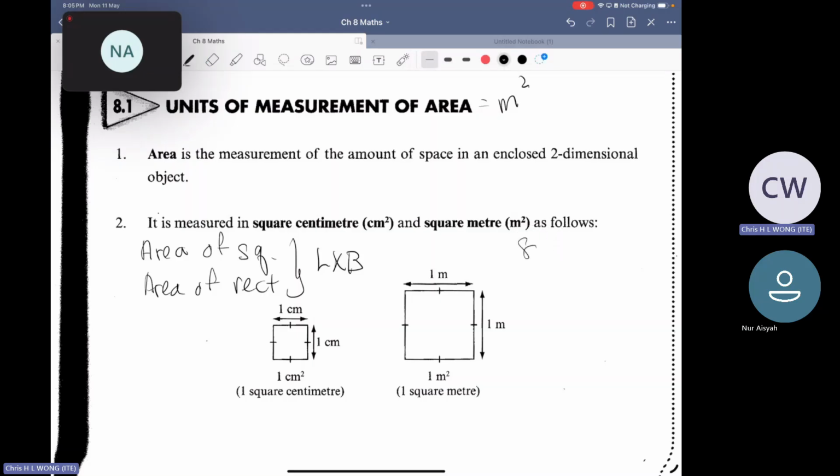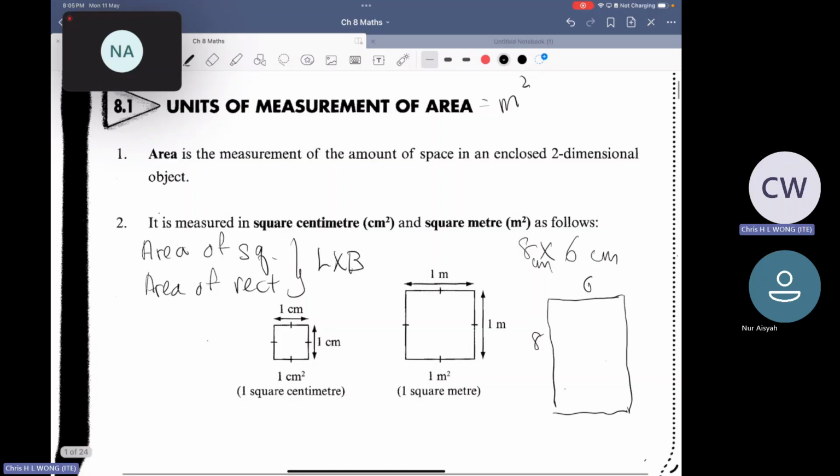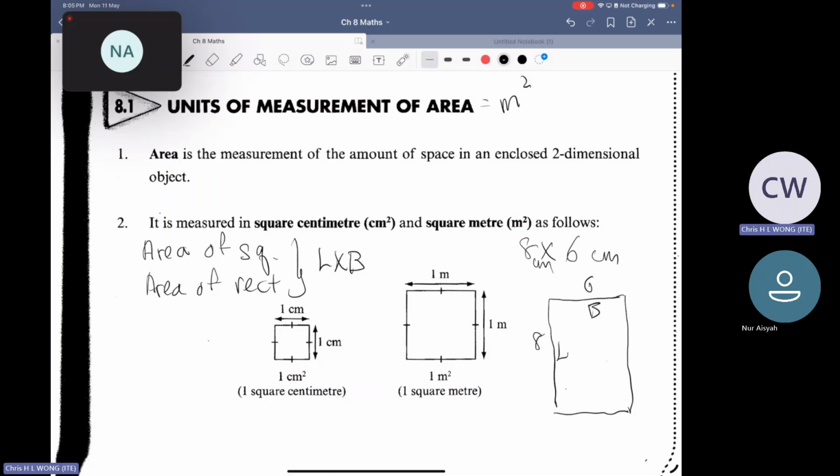Okay? If I say, draw me an 8 times 6 rectangle, 8 cm by 6 cm, so you draw the length and breadth. This is called the length, so this is 8, this is probably 6, okay? This is called the length. This is called the breadth. So the length is always longer. The breadth is always shorter. Yeah.